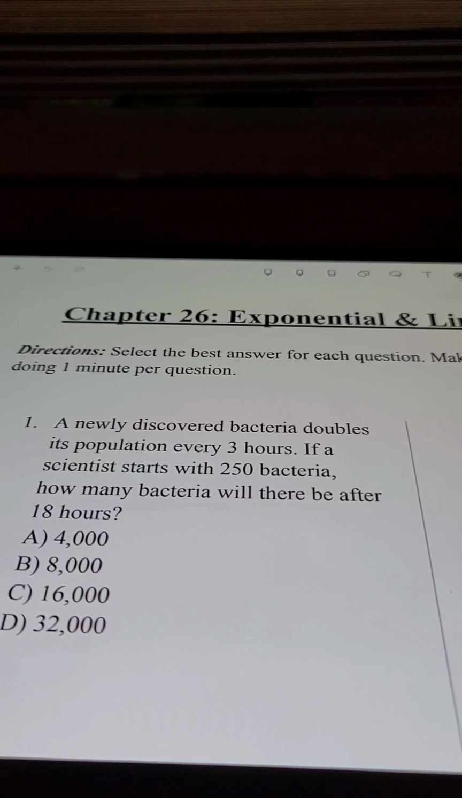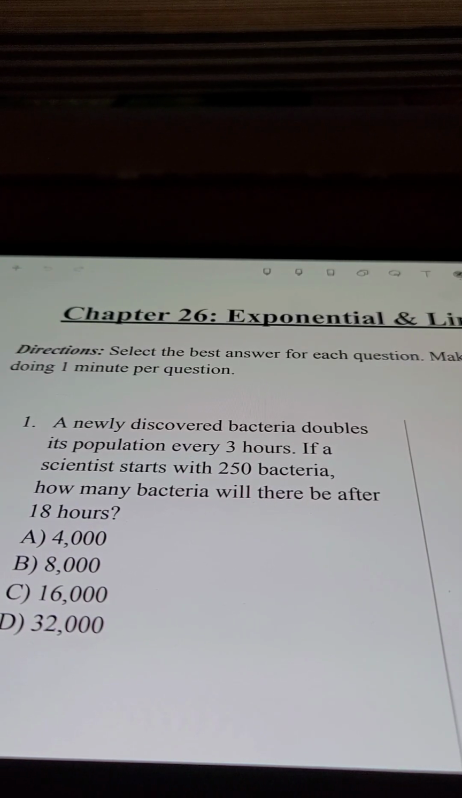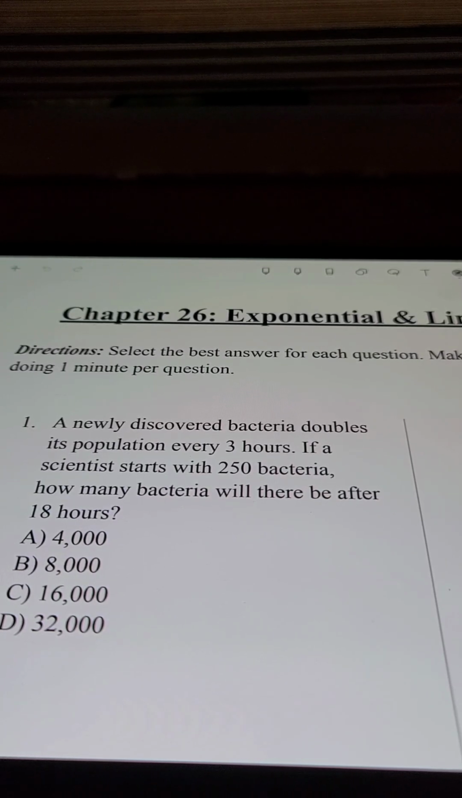Okay, so we're doing chapter 26 from my book, Overcoming Digital SAT Math. This chapter covers exponential and linear growth and decay, and that also includes half-life.